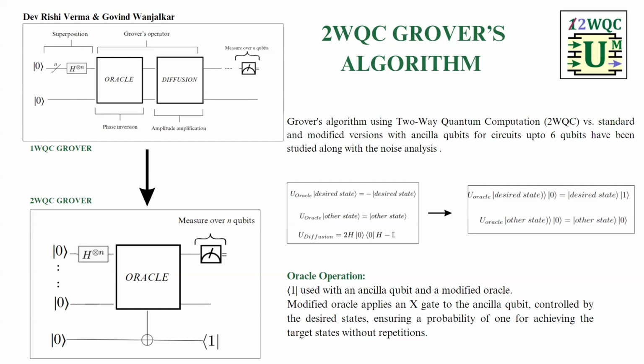Yeah, but then 2WQC doesn't require extra qubits, right? If you are also decomposing the multi-controlled CZ or CX in the diffusion part of 1WQC, the number of qubit requirements is kind of the same. Yeah, but this was just to make a comparison between what happens with an increasing number of qubits and a smaller number of qubits. Okay, that was the main focus.